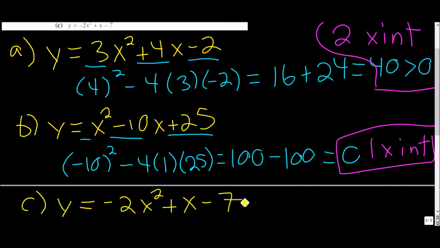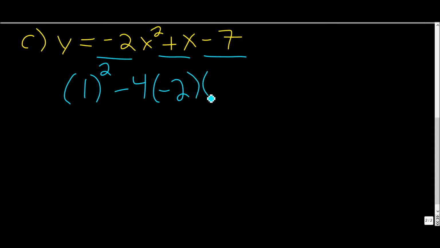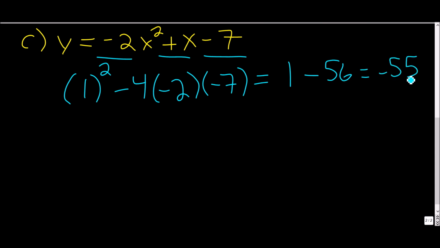Again, we're trying to find the number of x-intercepts, so we are going to identify A, B, and C. Our B is 1, and we square that. We subtract away 4 times A, which is negative 2, and then times C, which is negative 7. Now 1 squared is 1. For the next number, we've got a negative, a negative, and a negative, and they're all going to multiply and make one big negative number. So 4 times 2 is 8, 8 times 7 is 56, and we end up with negative 55. Negative 55 is clearly less than 0, so because our discriminant is negative, we will have 0 x-intercepts. None.